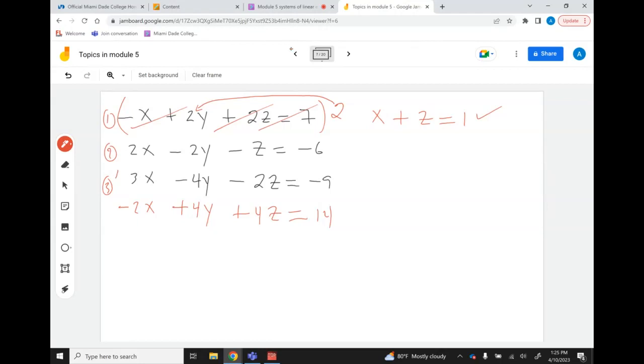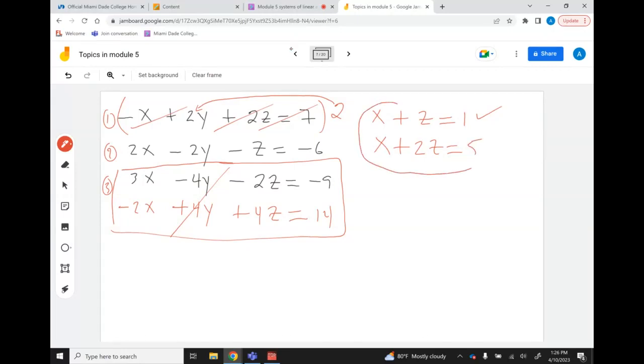So now I just need to add those two guys. When I do that, this cancels. That's exactly what I wanted. 3x minus 2x is just x. Negative 2z plus 4z is plus 2z. 14 take away 9 gives you 5. And this is the new system of equations that I need to solve. Notice that this one only has x and z. It doesn't have y because we got rid of the y. So how do we solve this one?